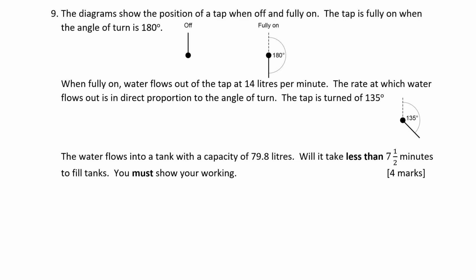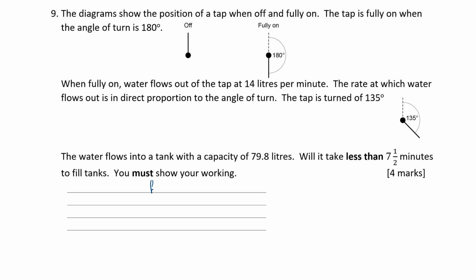Okay, so this is an interesting direct proportion question. We know that the rate of water flow is in direct proportion to the angle of turn. So let's call F the flow, and let's make T be the turn. So we know that the flow, F, is proportional to T, the angle of turn. I'm going to say F is proportional to T, then I can replace that symbol of proportionality with equals k lots of T. So F equals kT, where k is the constant we need to find.